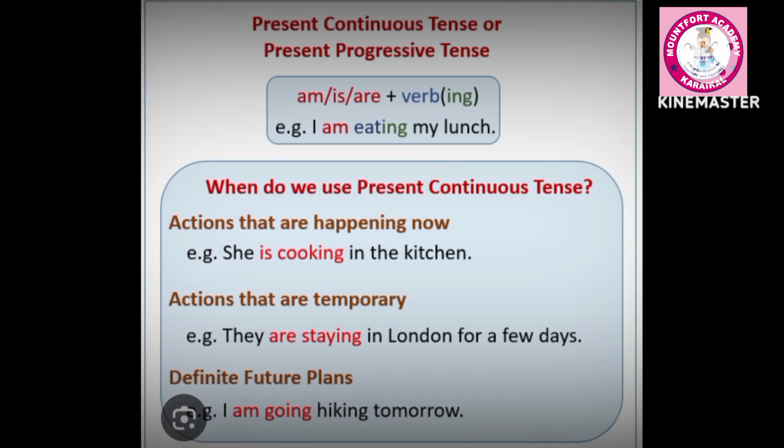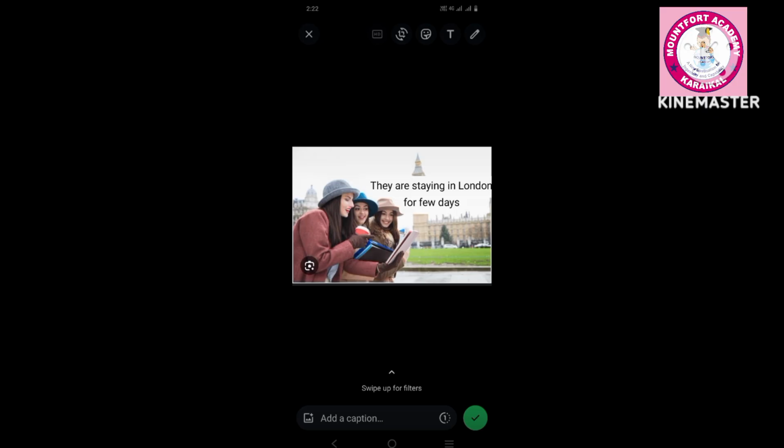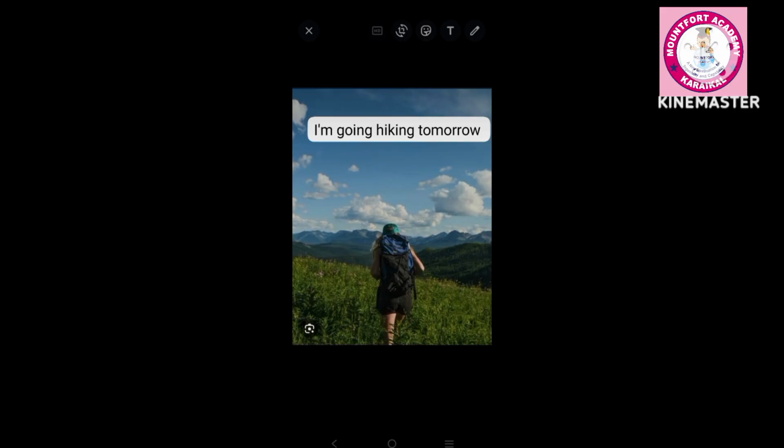When do we use present continuous tense? For actions that are happening now. For example, she is cooking in the kitchen. For actions that are temporary. They are staying in London for a few days. For definite future plans, for example, I am going hiking tomorrow.